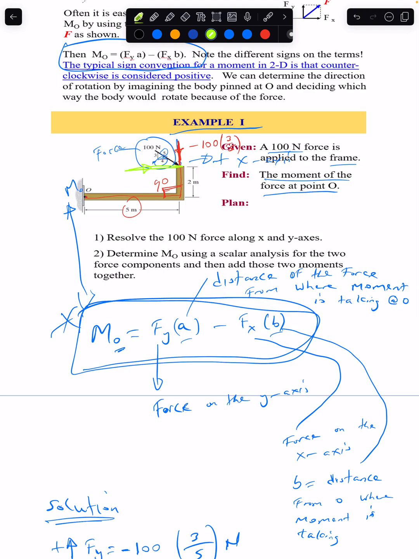I have 100 into 4 over 5, which is the force. And what is the perpendicular distance? If I draw this line like this, the angle becomes 90 degrees. This is the direction of the force. So the distance is 2. So this 2 is the perpendicular distance.